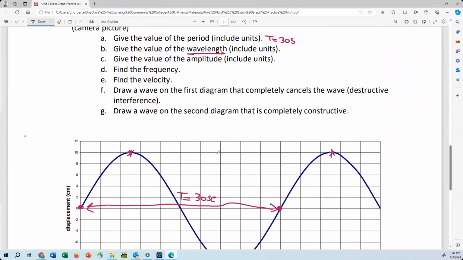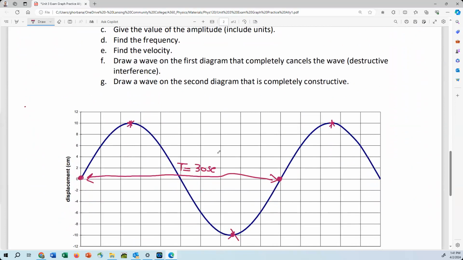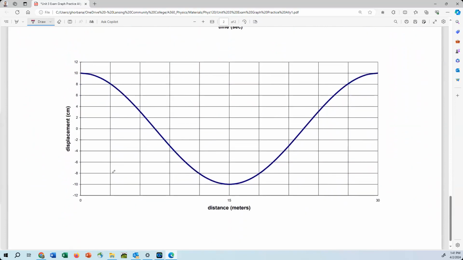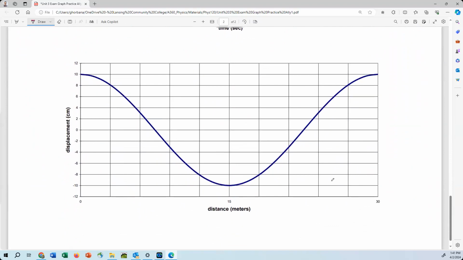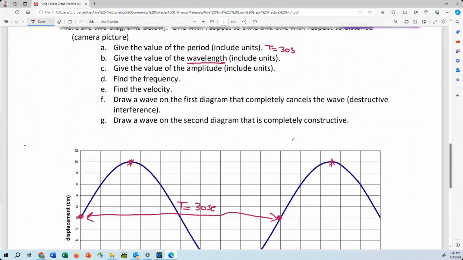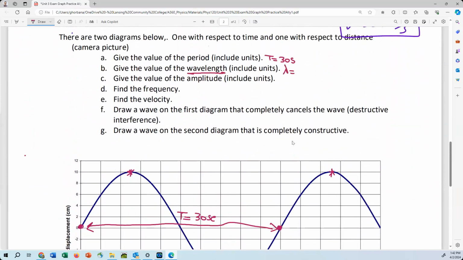Part B is asking for the value of the wavelength. Can I use the first graph? No, because it's displacement over time. We are supposed to use the second graph because it's displacement over distance. What is the wavelength definition? The distance between two consecutive crests. This is the first crest and this is the second crest. That gives us lambda. What is lambda here? 30 meters. So lambda is going to be 30 meters.